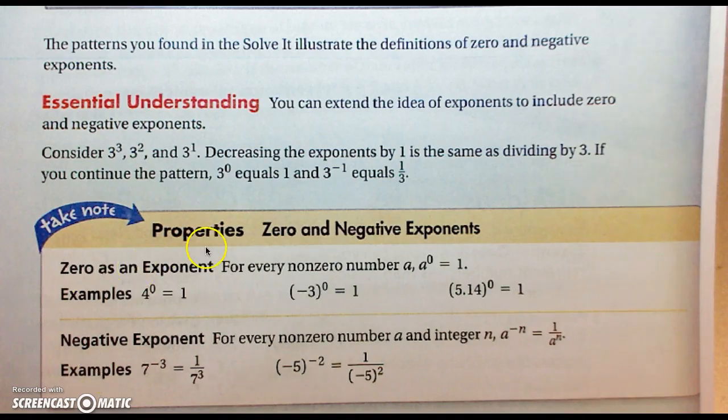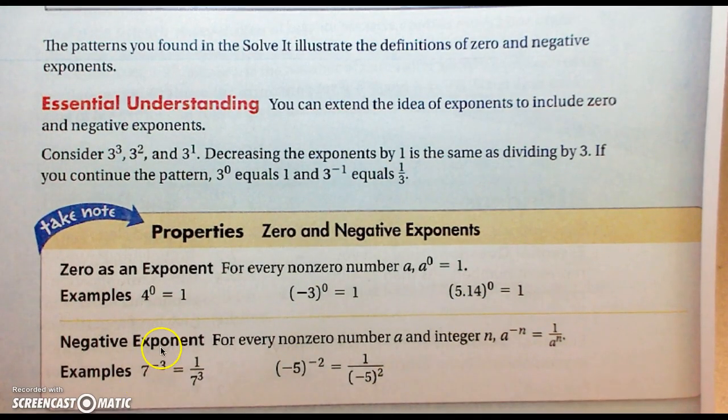Okay, so now we're back to our properties, where we were taking notes in an earlier chapter. Zero and negative exponents. We have another property. This works every single time. Zero as an exponent: for every non-zero number a, a to the 0 equals 1. So this works for every number as long as it's a non-zero number. It can't be 0 there. So 4 to the 0 equals 1, negative 3 to the 0 equals 1, 5 and 1400ths to the 0 power equals 1.